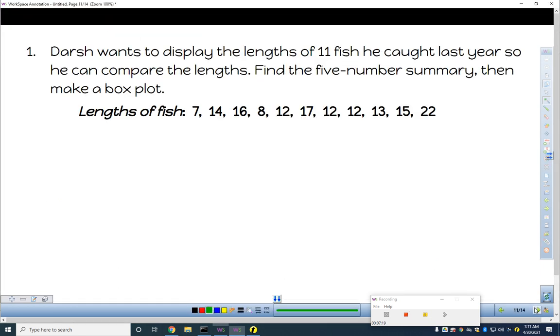So here we go. We're going to construct a 5-number summary and then make a box plot. Darsh wants to display the lengths of 11 fish he caught last year so he can compare their lengths. Find the 5-number summary, then make a box plot. First thing we need to do is put these numbers in order from least to greatest. So I invite you to pause the video and put these numbers in order from least to greatest.